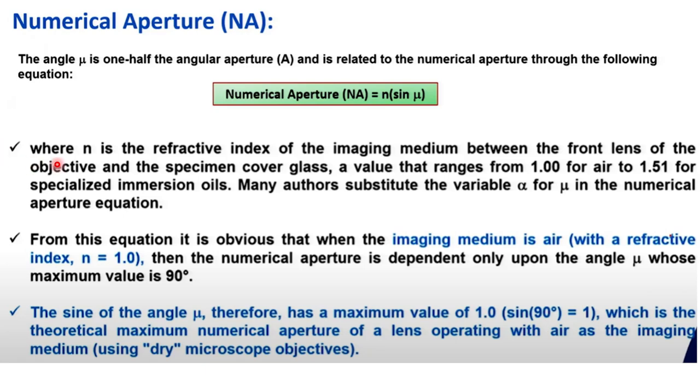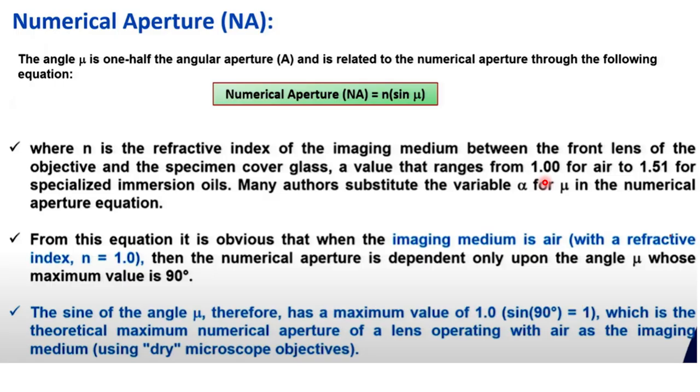So here it is written that N is the refractive index of the imaging medium between the front lens of the objective and the specimen cover glass, and the value is 1 since it is in air. If it is immersed in a special oil, immersion oil, then the value of N will be 1.51.